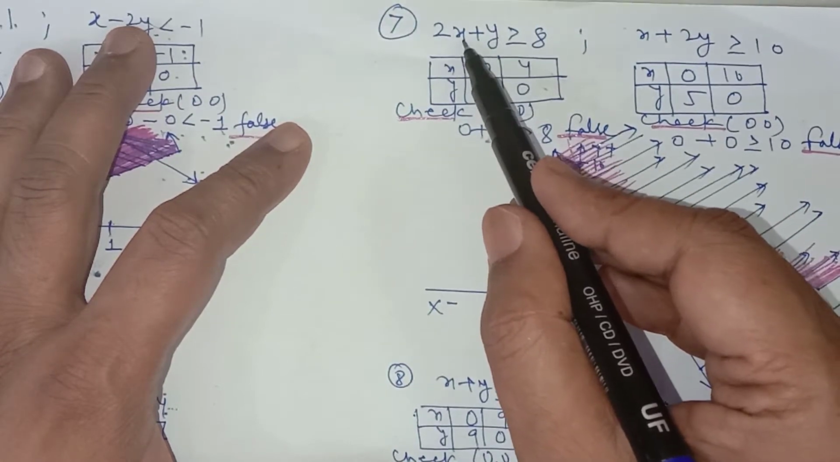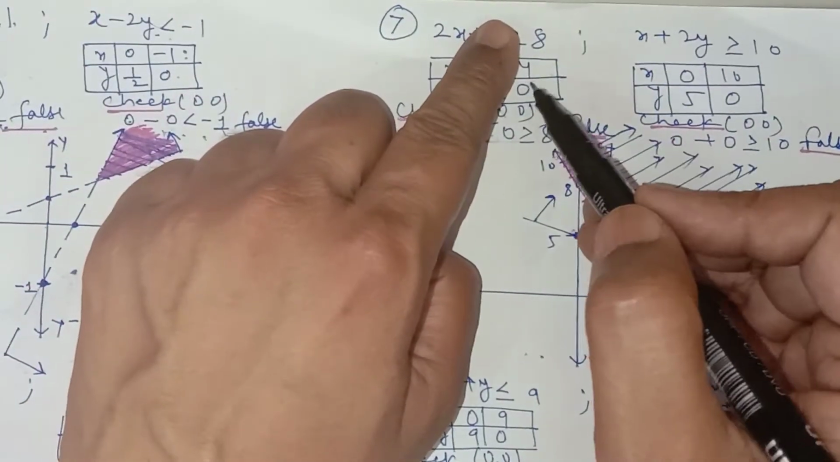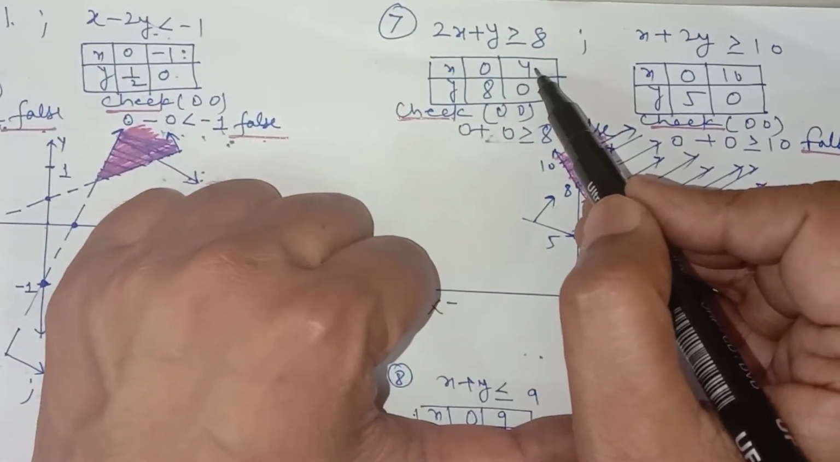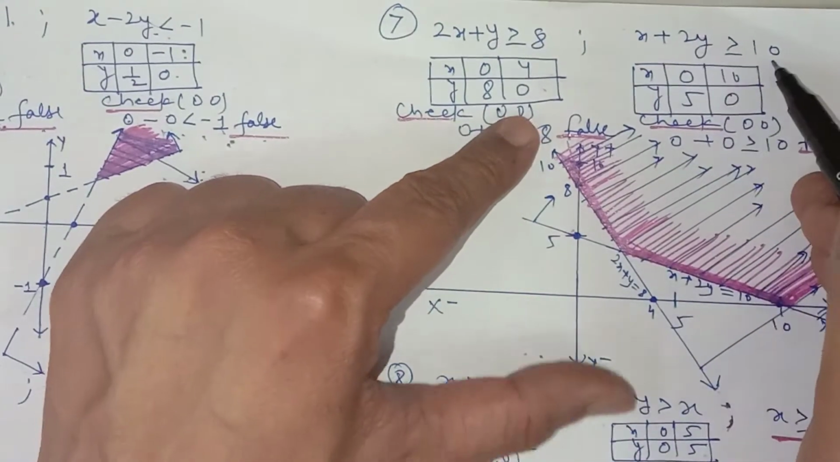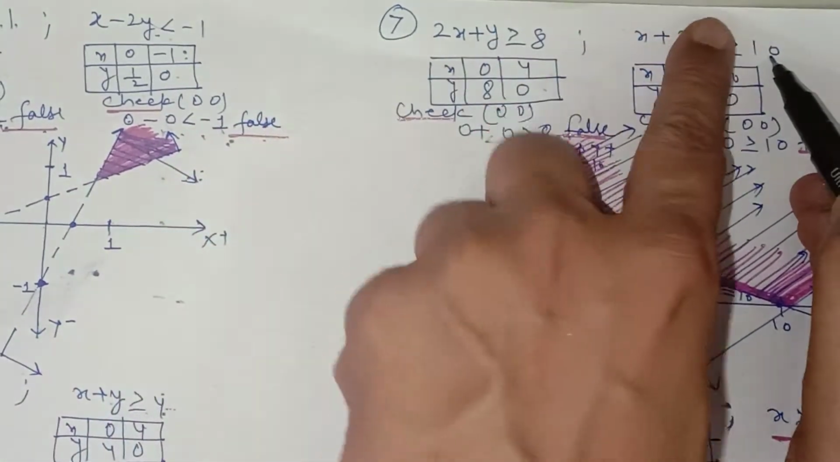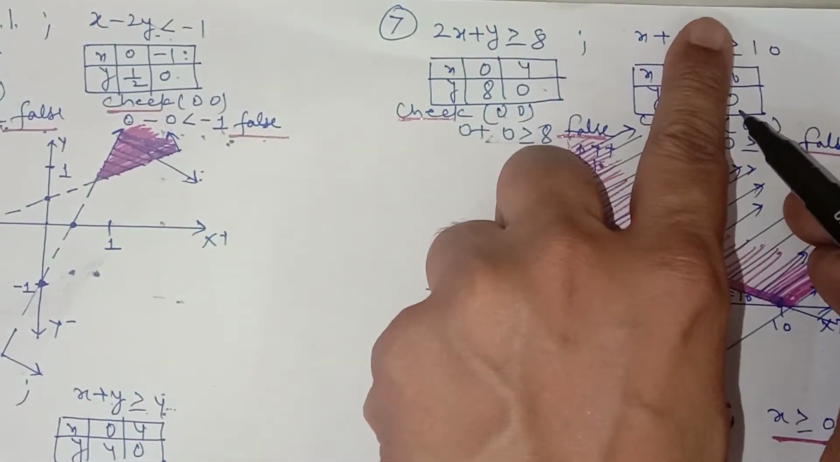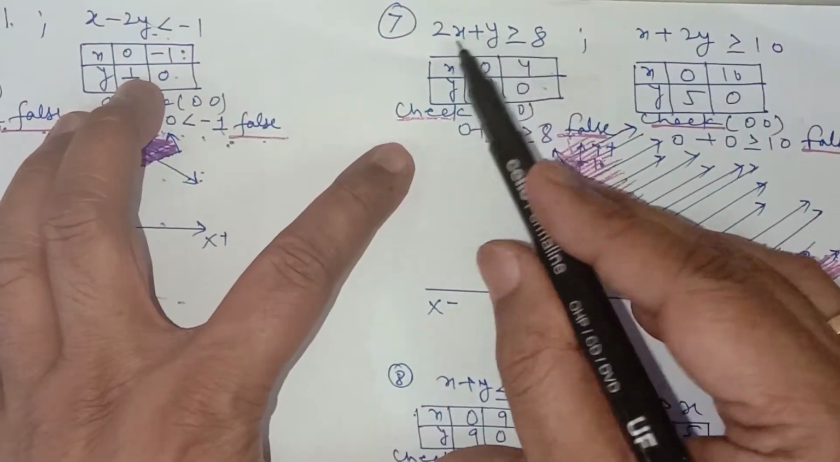If we take x equal to 0, then y will be equal to 8. If we take y equal to 0, then x will be equal to 4. You know how to find the solution of the inequations. Now x plus 2y greater than or equal to 10. If we take x equal to 0, then y will be equal to 5. And if you put y equal to 0, then x will be equal to 10. So x is 10, y is 0. Now check whether (0, 0) is the solution of this inequation or not.